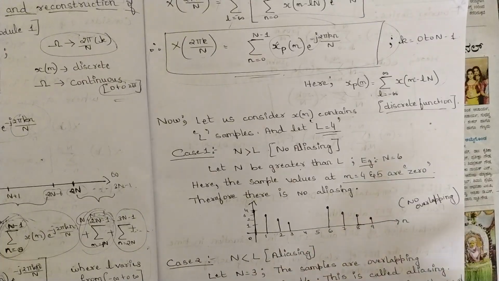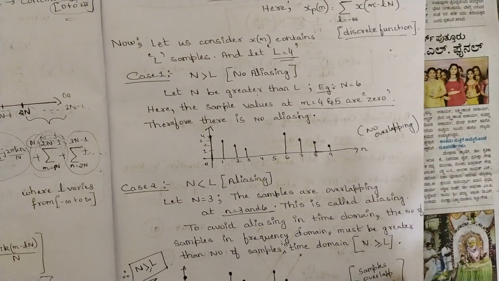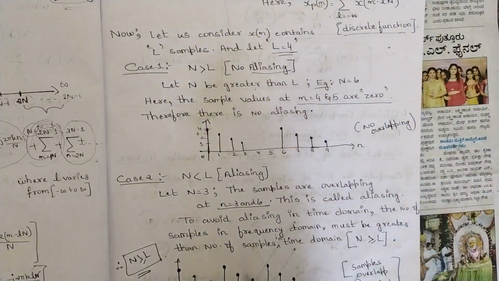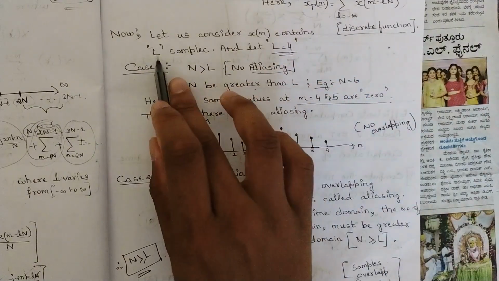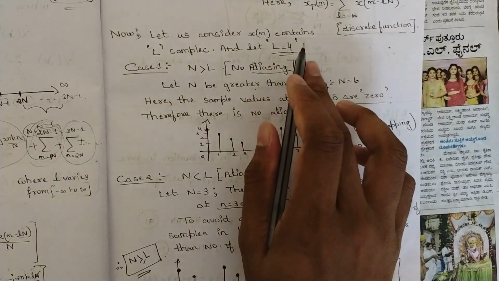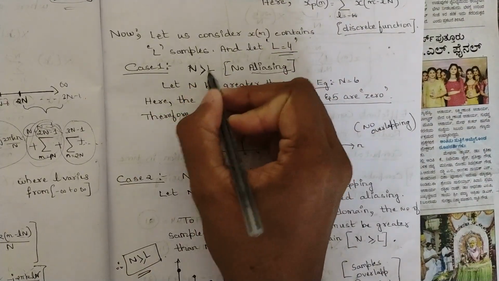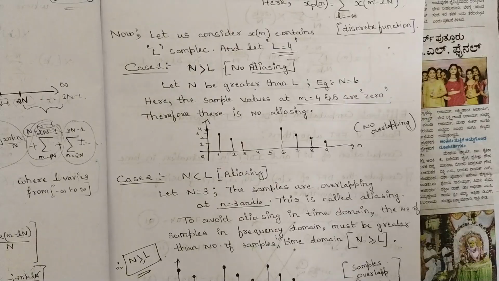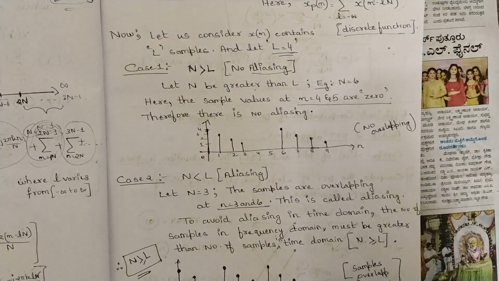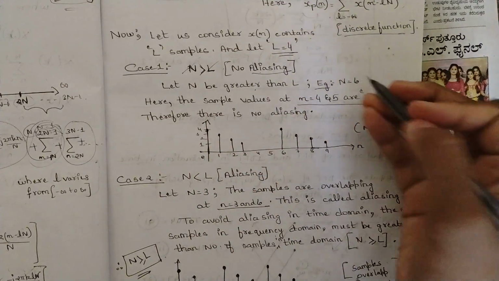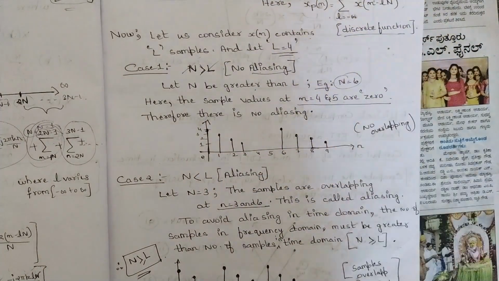Now after this, the next step we should be doing is the aliasing part. Okay, what is this aliasing here? Now let us consider x of n contains L samples and let L is equal to 4. Okay, case 1, N is greater than L. So here N is the number of samples in the frequency domain and L is the number of samples in the time domain. So in this case, let us consider N to be greater than L, that is, let N is equal to 6 here.